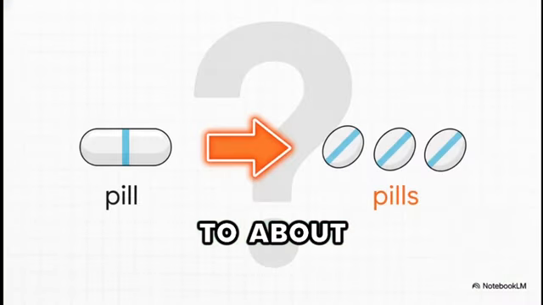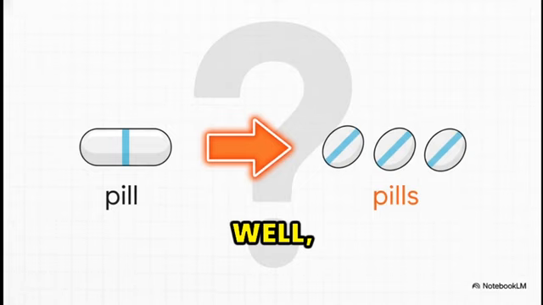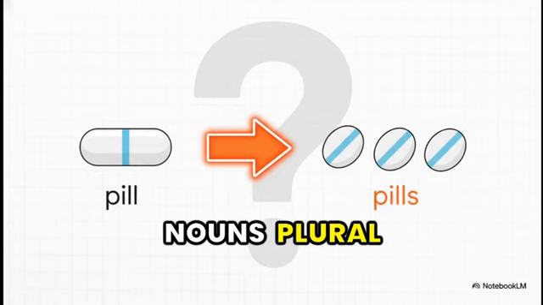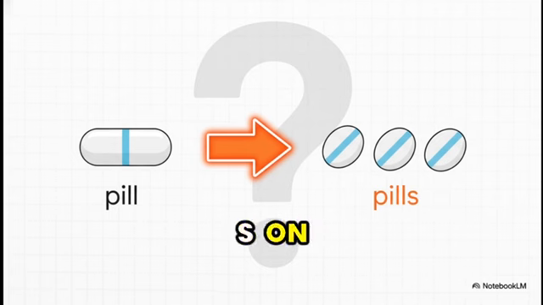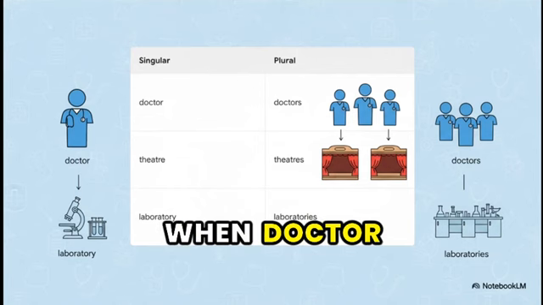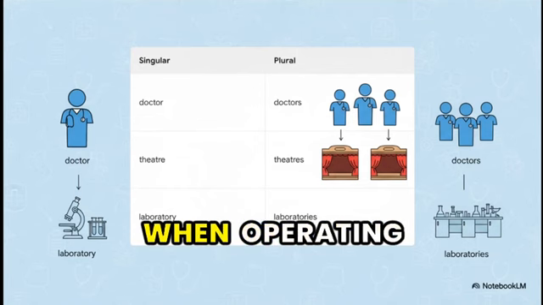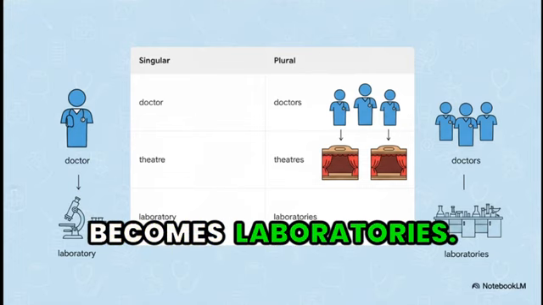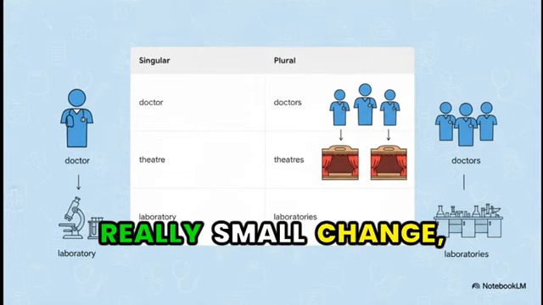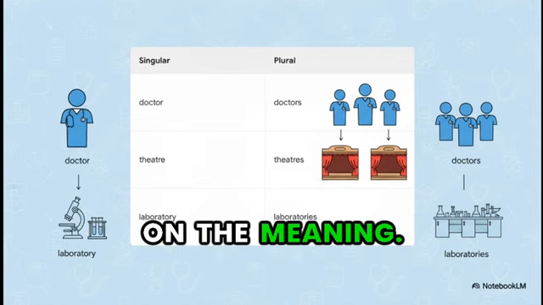Next up, plurals. So what happens when we're talking about more than one thing? Well, the good news is that making nouns plural is usually pretty simple in English. For most words, you just tack an S on the end. For example, one doctor becomes multiple doctors. One operating theater becomes 2 theaters. And laboratory becomes laboratories. It's a really small change, but it has a huge impact on the meaning.